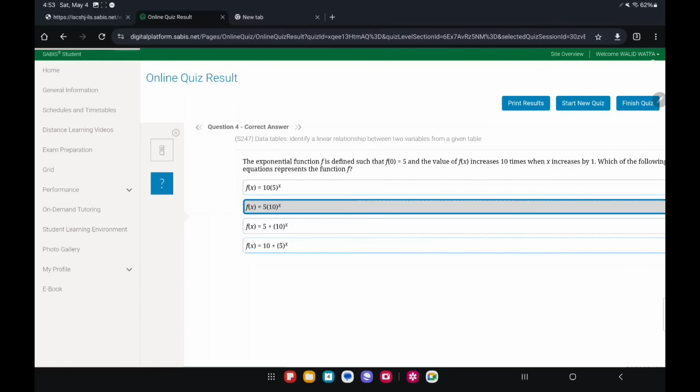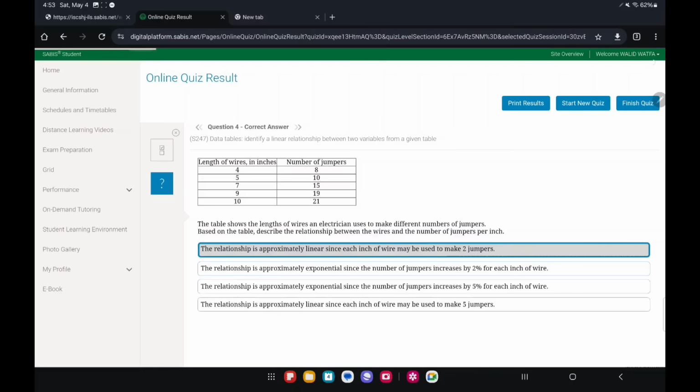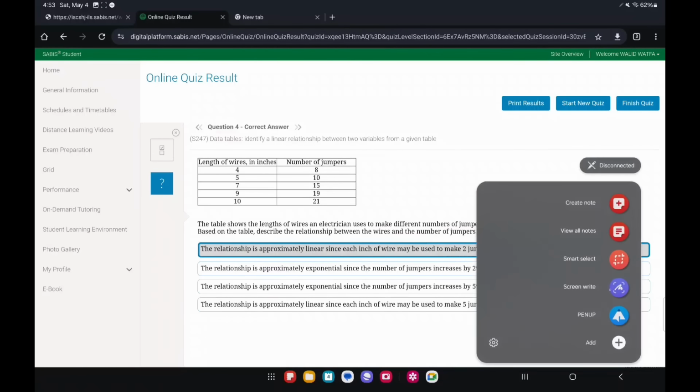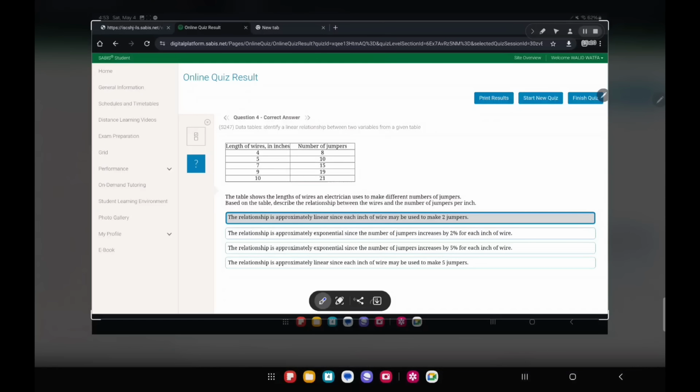Question 4. So they gave us length of wires and they gave you jumpers. They gave us tables, and there's some relationship between the numbers. The table shows the length of the wires an electrician used to make different numbers of jumpers. Based on the table, describe the relationship between the wires and the numbers of jumpers. Okay, they want the relationship.